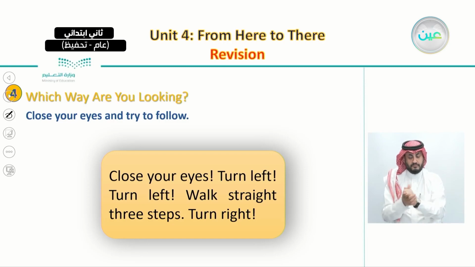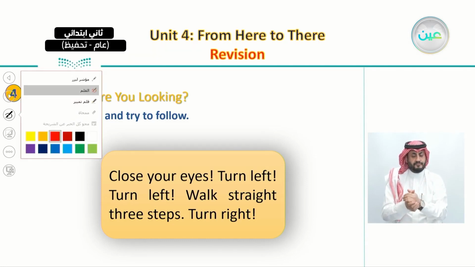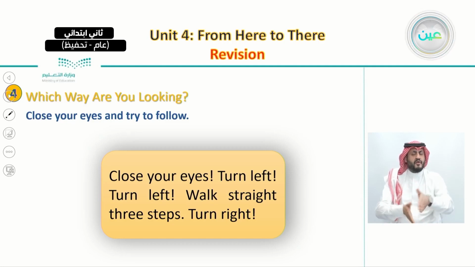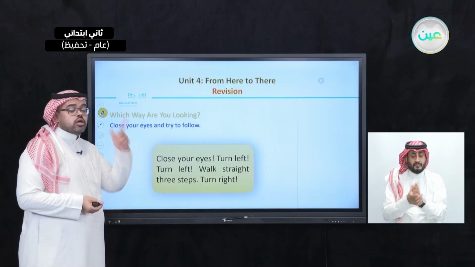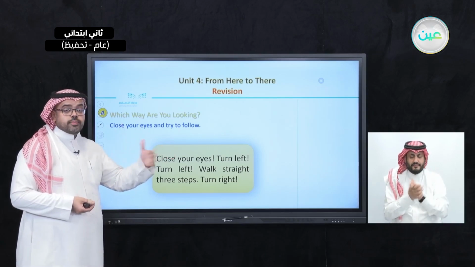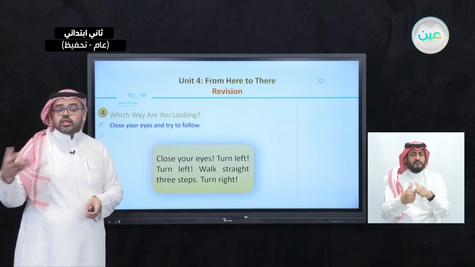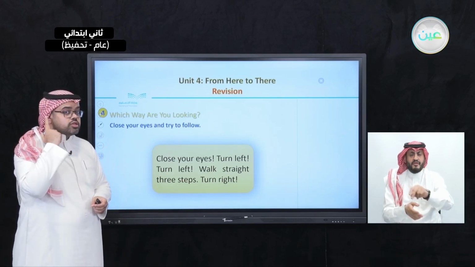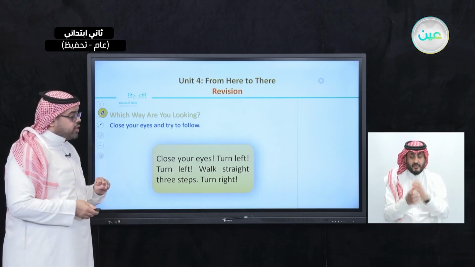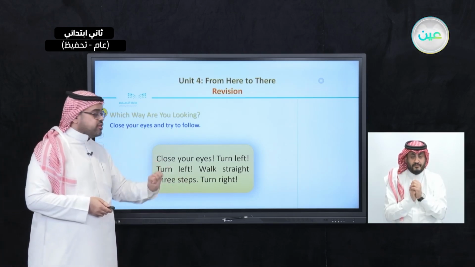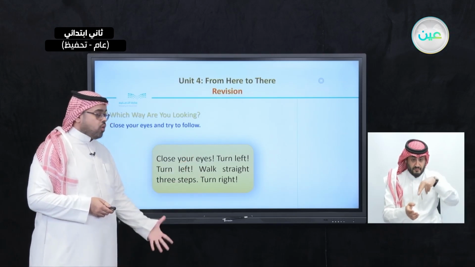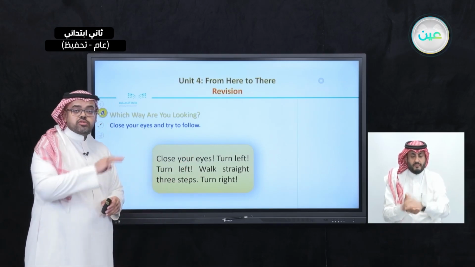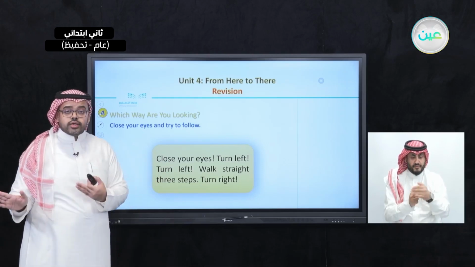Also, we said that we can play a game to help us learn how to give directions. It is called the Which Way Are You Looking game. All you have to do is close your eyes and listen to a direction from a friend or a classmate, and then walk according to the directions you hear. For example, if you close your eyes, your partner would say, turn left, or walk straight 3 steps, or turn right.